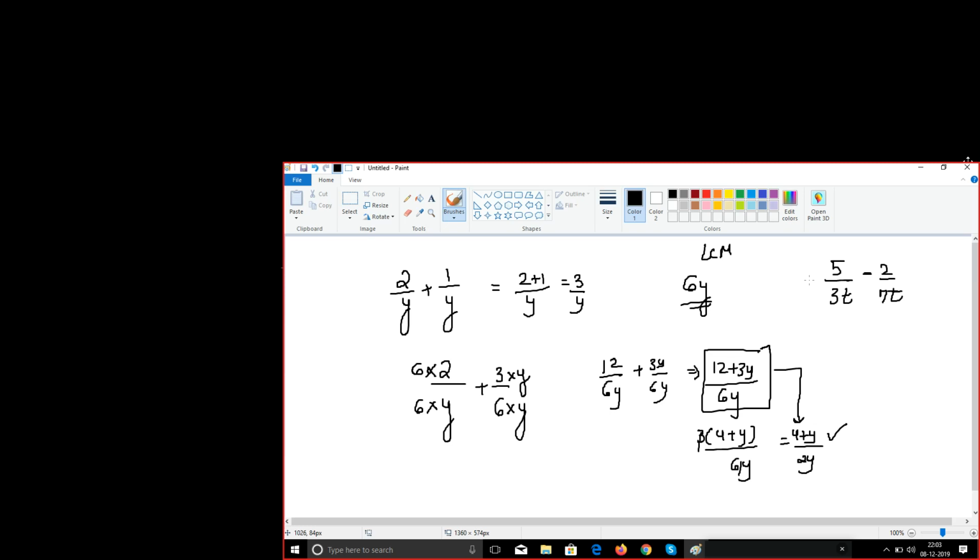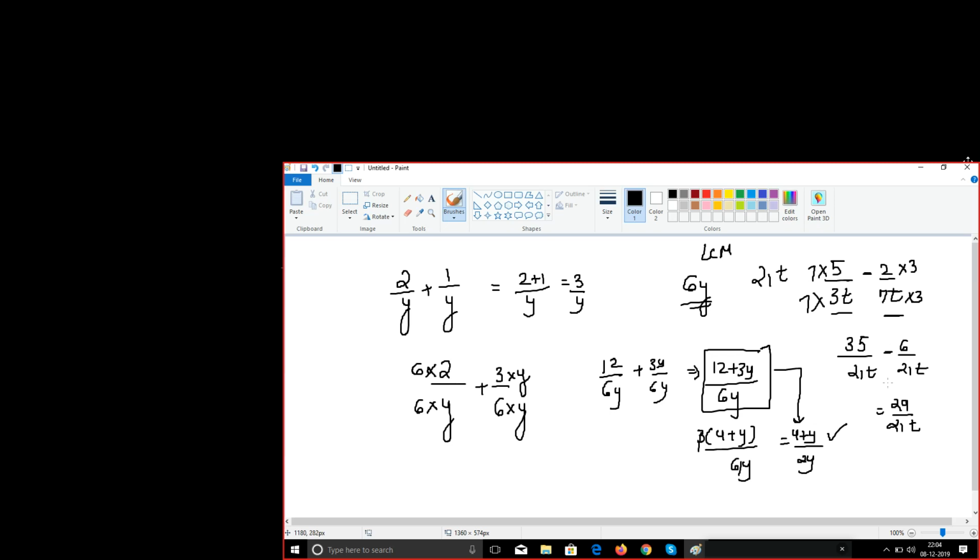Is it 35 minus 6 over 21t? Okay. So first you tell me, what is the denominator? You have to make the denominator 21t, right? You can make it by multiplying by 7, and multiplying by 3. So you'll get 35 divided by 21t minus 6 divided by 21t. That is 29 divided by 21t, because it's 35 minus 6.